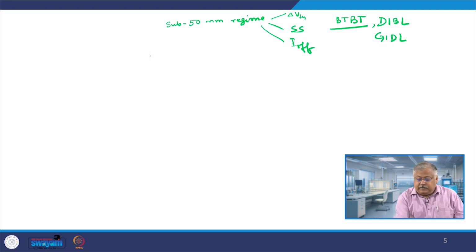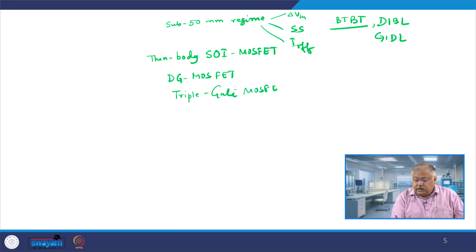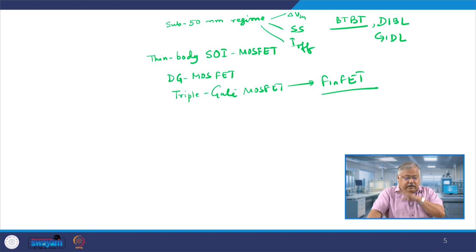One proposed solution was basically referred to as a thin body silicon on insulator MOSFET. This was a solution which people came up with. Then we had double gate MOSFET, which we have already studied in our previous lectures. This is double gate, so gate at the top as well as at the bottom. And then you have triple gate, and therefore triple gate MOSFET, and then extension of that is basically a FinFET.